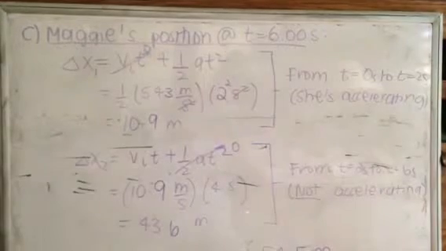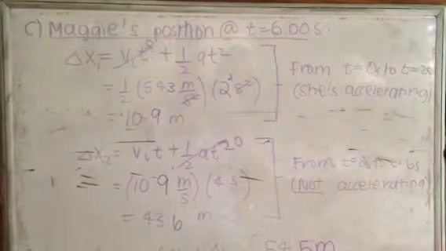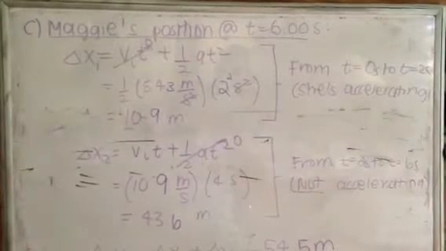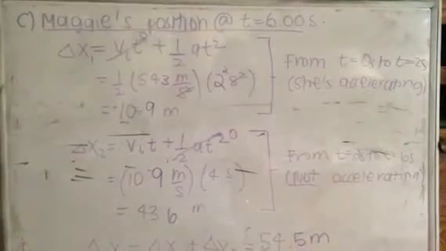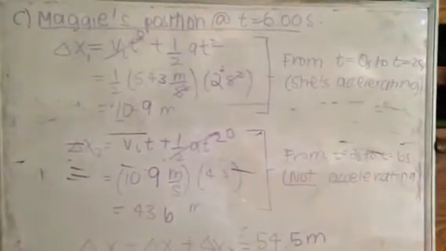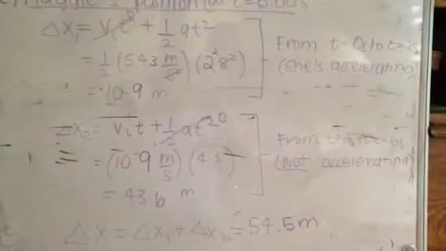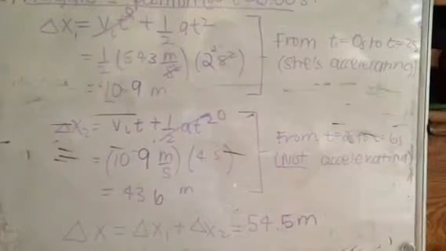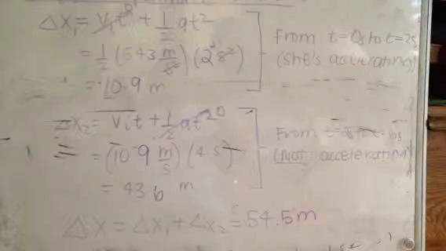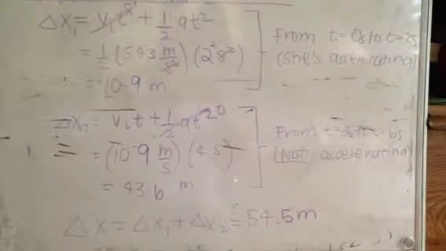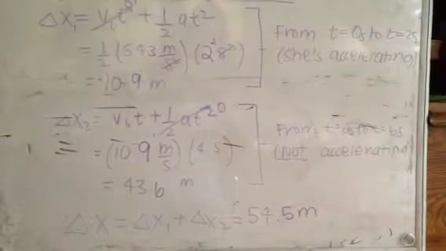So then you have to look from the time that she wasn't accelerating, which is from 2 to 6 seconds. So the second part of the equation goes to 0 because there's no acceleration. So you use what we got for her velocity. Her initial velocity from that segment is equal to our v sub f, because that segment starts when she's going at that speed. Then you add those two together and you get 54.5 meters, and that is her position at 6 seconds.